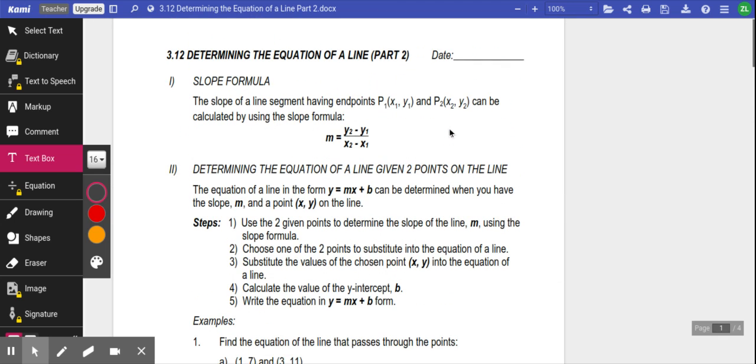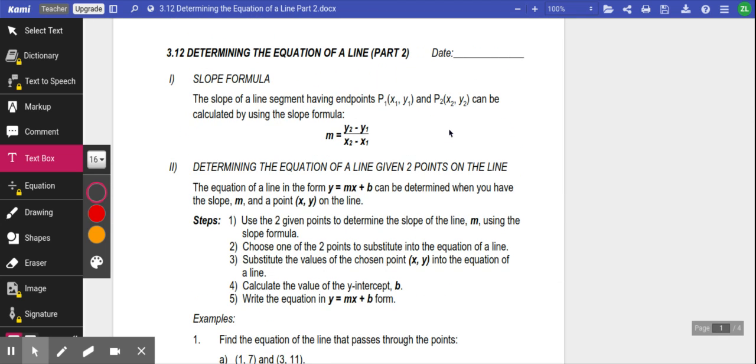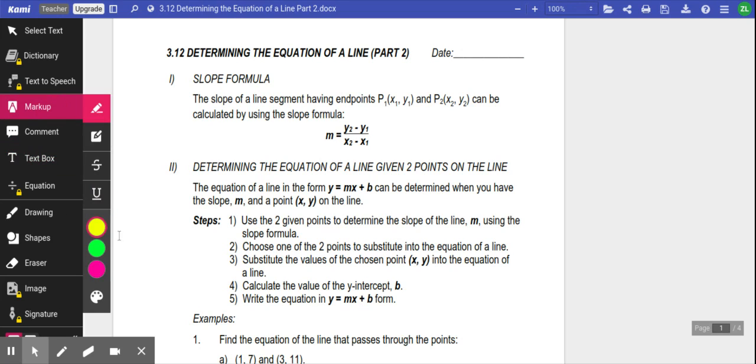Okay, so last lesson of the week is 3.12, determining the equation of a line. So we've looked at slope formulas before, and when we get the slope of a line segment having endpoints, one coordinate and another coordinate, it can be calculated using the following formula. This is something that you're definitely going to want to take a peek at here and highlight.